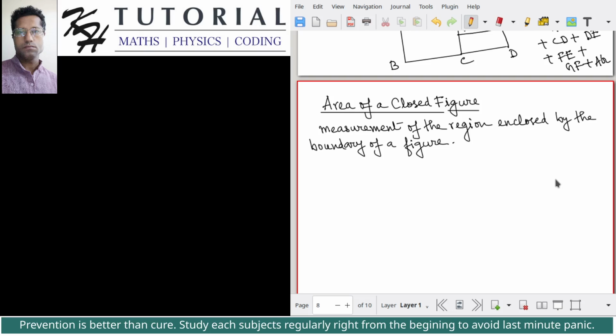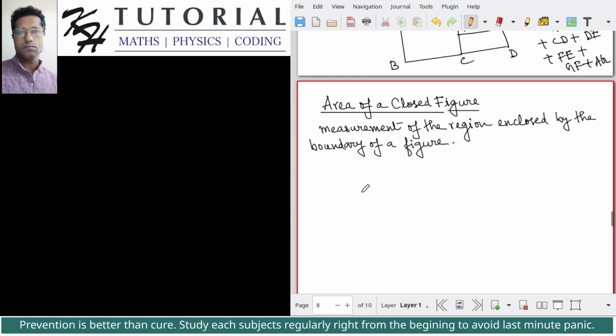So, what is area? Area is the measurement of the region enclosed by the boundary of a figure. Now, by a figure, it has to be, of course, a closed figure. Now, we need to understand what is the region enclosed by the boundary of a closed figure. Whenever we find the area of a figure, that figure obviously has to be closed, but that figure may be simple or it may not be simple.